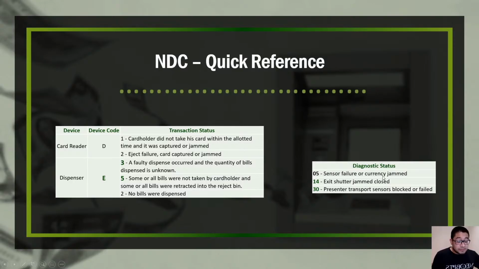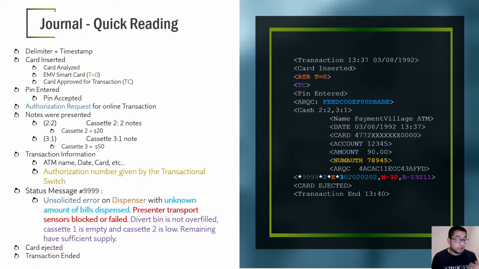If we talk about DEVIL 911, 912, we will have to look for other errors. In the diagnostic status, we have more specific examples. For example, I have dealt with diagnostic status errors 5, 14, and 30, where they state that there is a sensor failure, the currency was jammed, the executor was closed, or that the presenter transport sensors were blocked or failed. So we can look for these E55, E514, E530, and we can look for these transaction reversal fraud indicators.